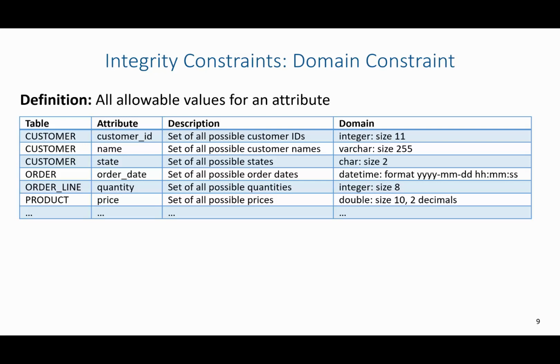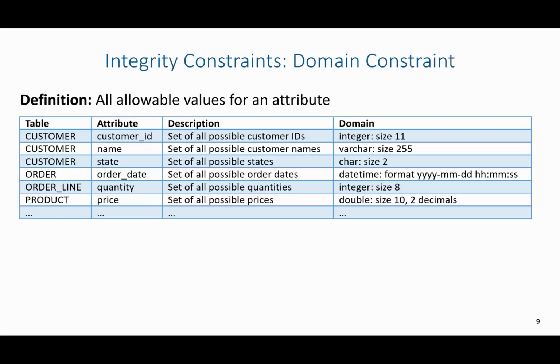The third type of integrity constraint is the domain constraint, which is a list of all allowable values for an attribute. For example, in the customer table, we have attributes customer ID, name, and state, and this defines the possible values. The domain constraint is the right column here, which states that the customer ID is going to be an integer, which means numbers without decimals, with the maximum size of 11 numbers. The name is going to be variable characters, so varchar, with the size of 255 characters.